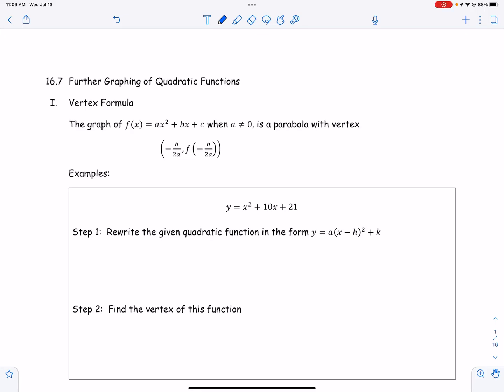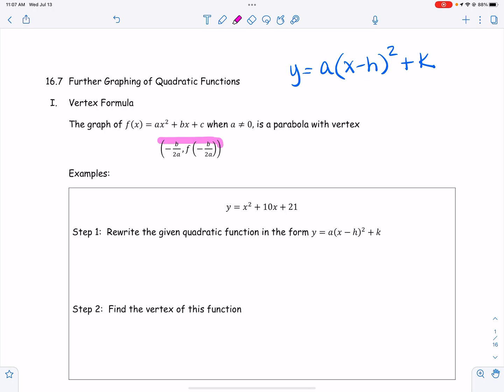All right, this is Math 102, 16.7, further graphing of quadratic equations. So in 16.6, we learned that formula, a times x minus h quantity squared plus k. That was called the vertex form. Sometimes our equation is not going to be written in that form, but we can very easily put it in that form using this relationship right here.